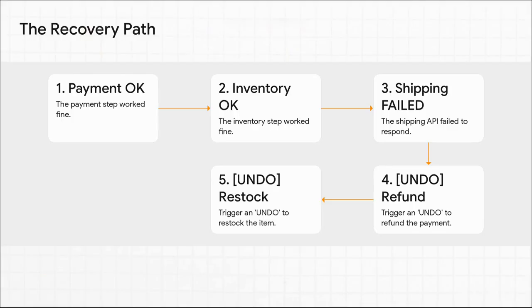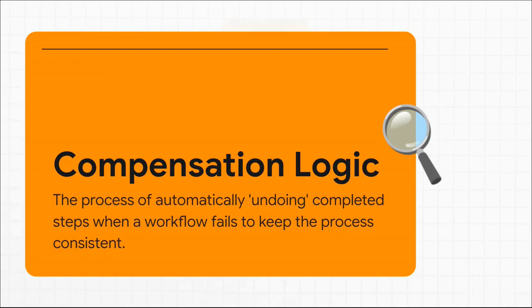And this is where a good orchestrator shows its real magic. Just look at this recovery path. Okay, so the payment and inventory steps went fine, but then, bam! The shipping API failed. A smart conductor doesn't just throw its hands up and quit. No, it starts working backwards. It triggers an undo to refund your payment, and then another undo to put that item right back into the inventory. This whole undo process has a technical name.